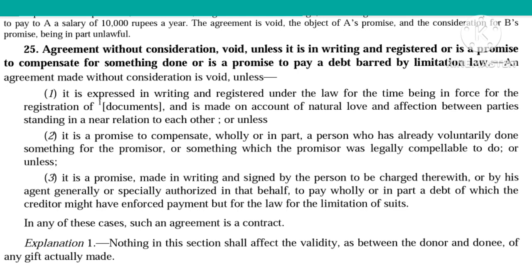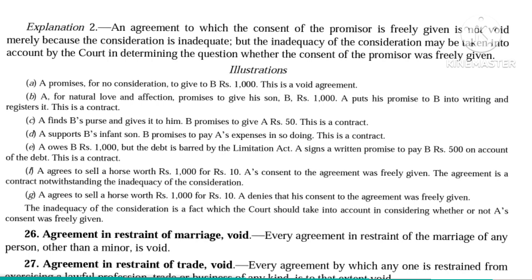So for this we can look into illustration E under section 25. It goes like this: A owes B rupees 1000 but the debt is barred by the Limitation Act. A signs a written promise to pay B rupees 500 on account of the debt. This is a contract. So from this illustration we can see that here A owed certain money to B, but B could not enforce the payment under the debt as the debt was barred by limitation.